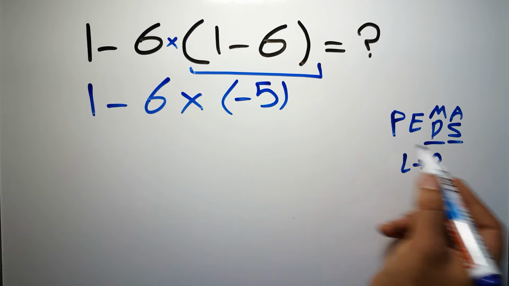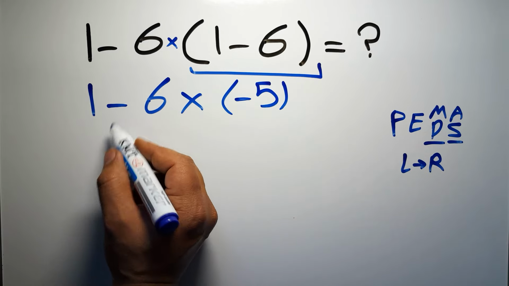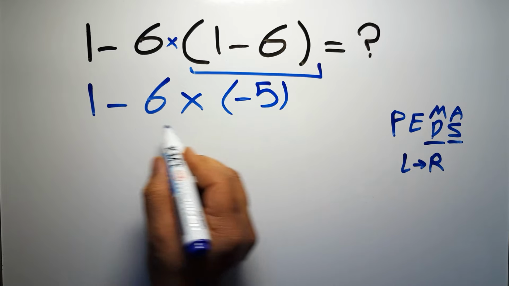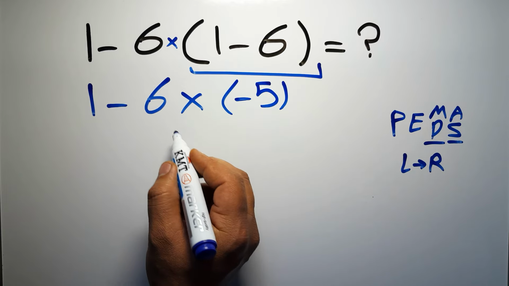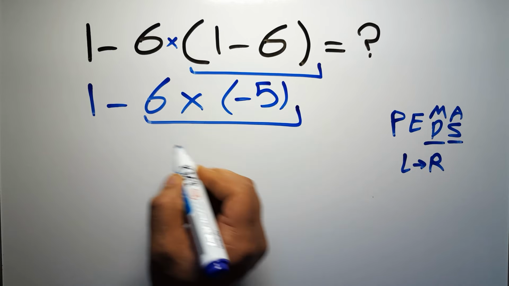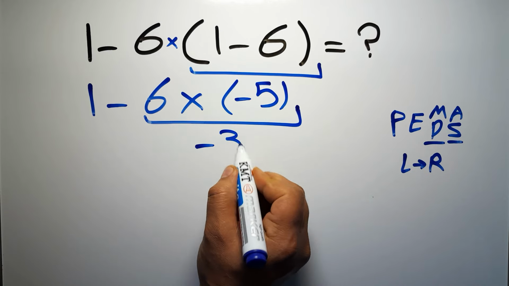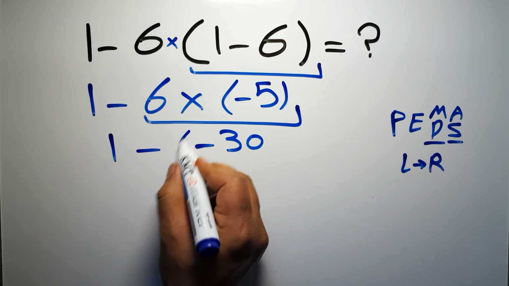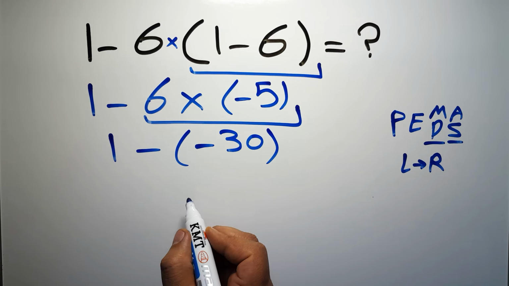According to the PEMDAS, multiplication has higher priority than subtraction, because multiplication comes before subtraction. So here first we have to do this multiplication. 6 times negative 5 gives us negative 30. So 1 minus negative 30.